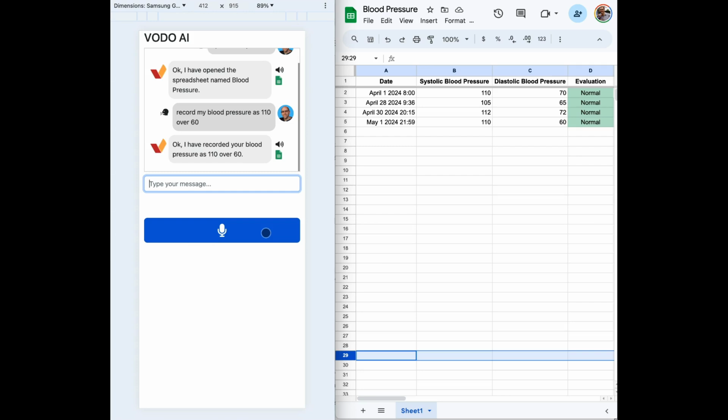Adding a row copies the formula and formatting from the previous row, and since there is a date in the first column, it sets it to the current date and time.